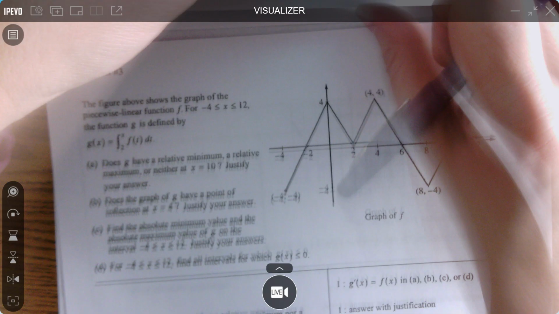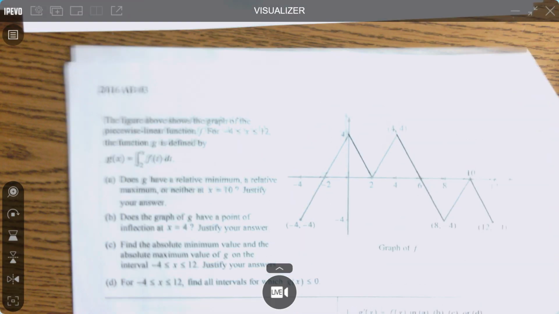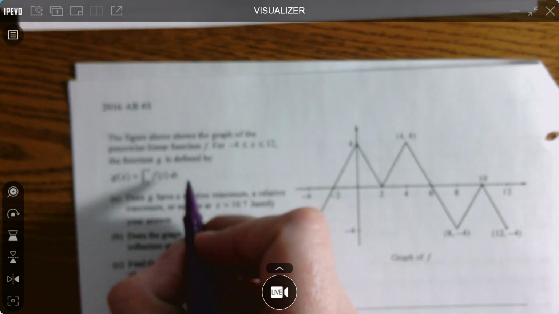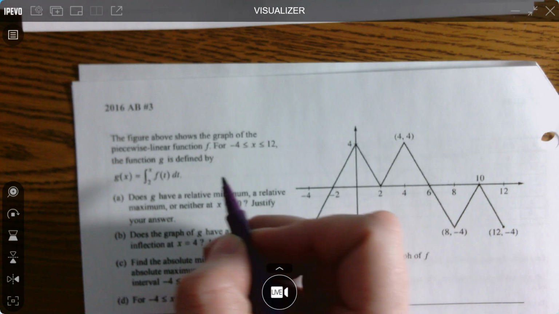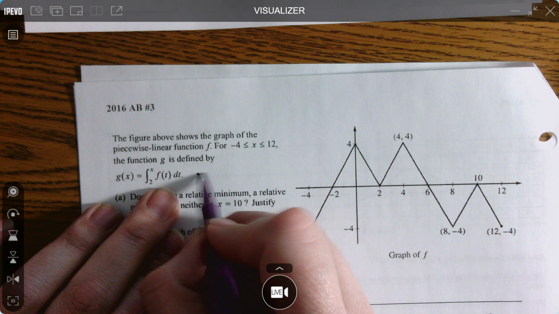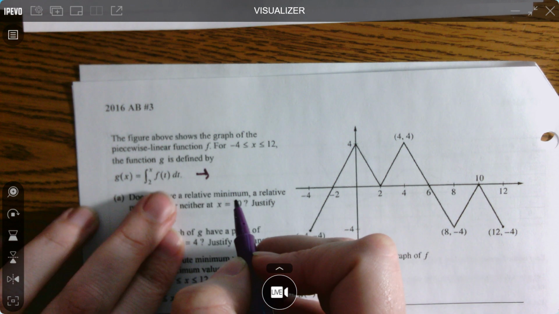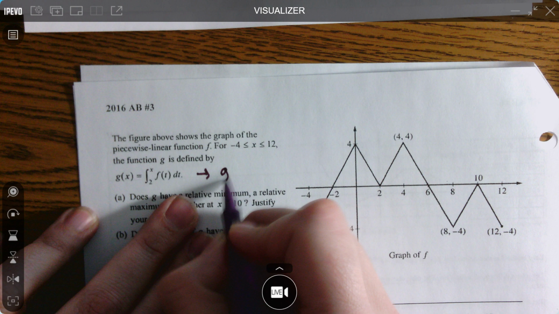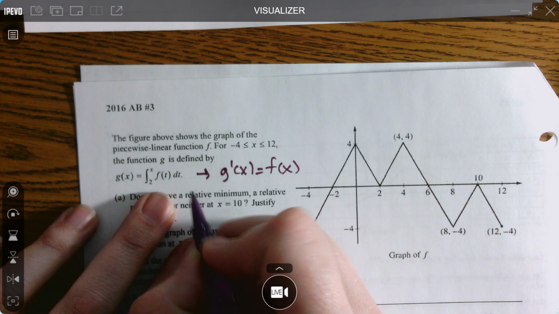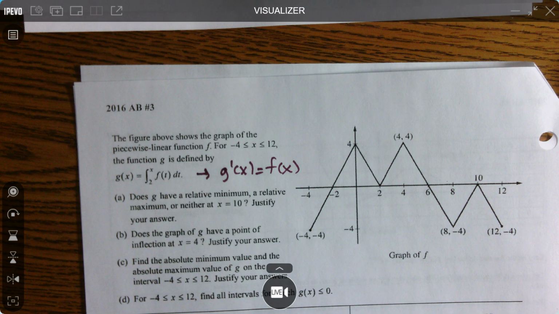Okay, this one is one of the ones that has a relationship that we haven't really talked about yet, but I'm just going to zero in on this a little bit and just remind you that if I took the derivative of both sides here, g prime of x would equal f of x, and we'll talk more about that relationship soon, but that might be helpful as we answer some of these questions.